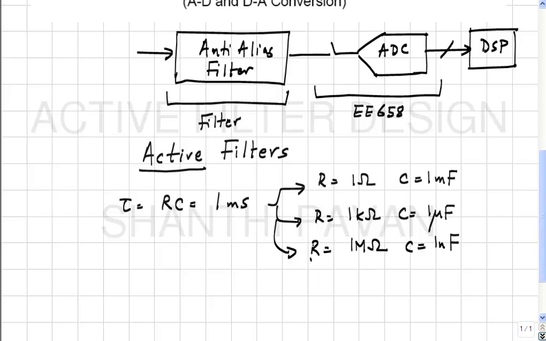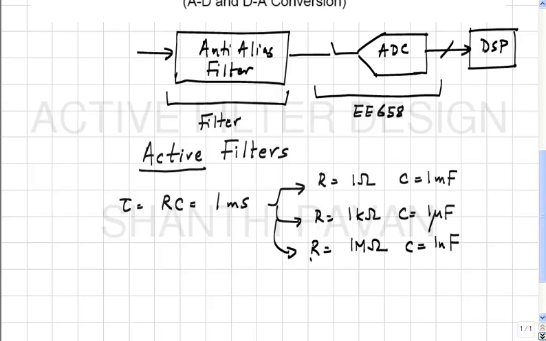Yes, sir. Yeah, in the most simple case, it is kT by C noise, right? Because you have RC. We have seen that for a first order RC filter, the mean square noise of the output is kT by C, correct? That doesn't depend on the resistor.